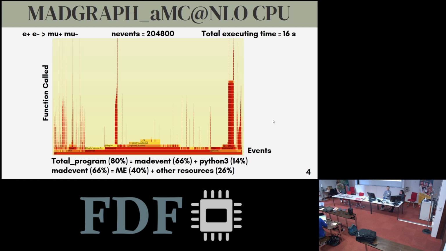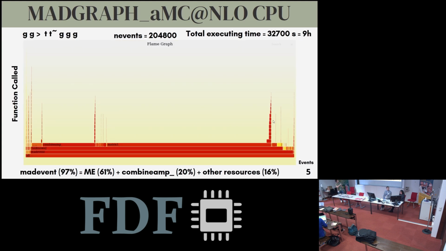The next flame graph is for a more complex process. For this number of events, I executed for 9 hours. In this case, MadEvent is 90% of the CPU resources, and the matrix element is 61% of the resources of the CPU.